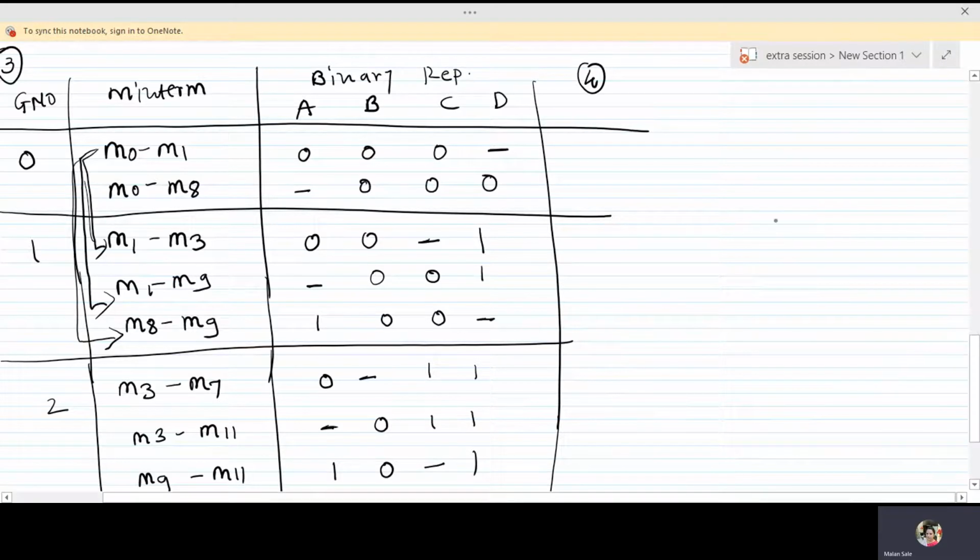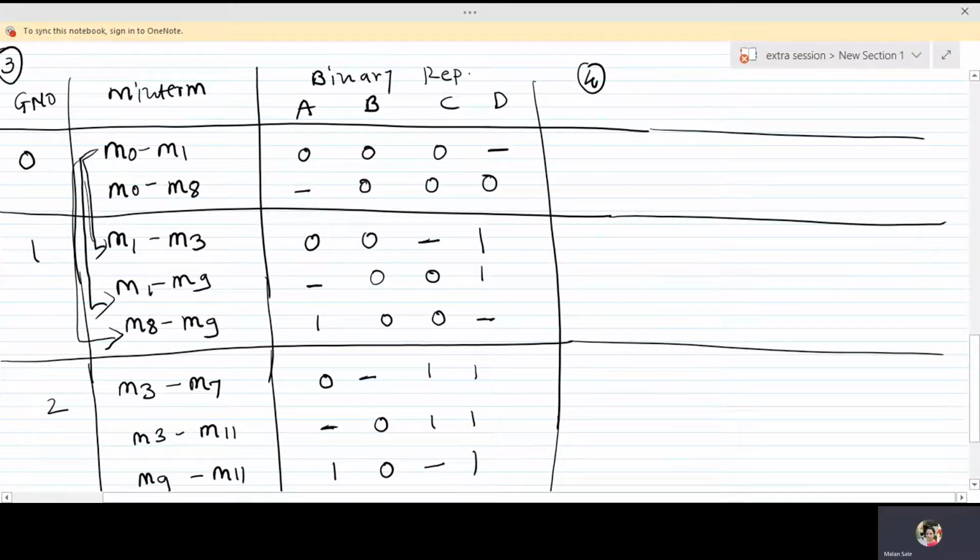Now in the fourth step, I am continuing here as the next part. M0, M1 is 0, 0, 0, dash. It is compared with M1, M3, 0, 0, dash, 1. In the M0, M1 pair we have a last dash, but in M1, M3 there is no last dash, so it will not become a pair. Now the next one, M1, M9: again it will not become a pair. Now M8, M9: the last dash is there.